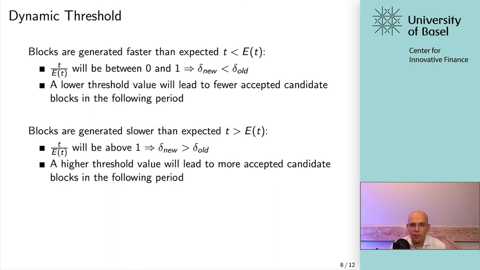And the reasoning behind that is when the actual time is higher than these 14 days, so when it took longer than it should, you would end up with less strict criteria, so more candidate blocks would get accepted, and you once again would move back closer to this 10-minute average.